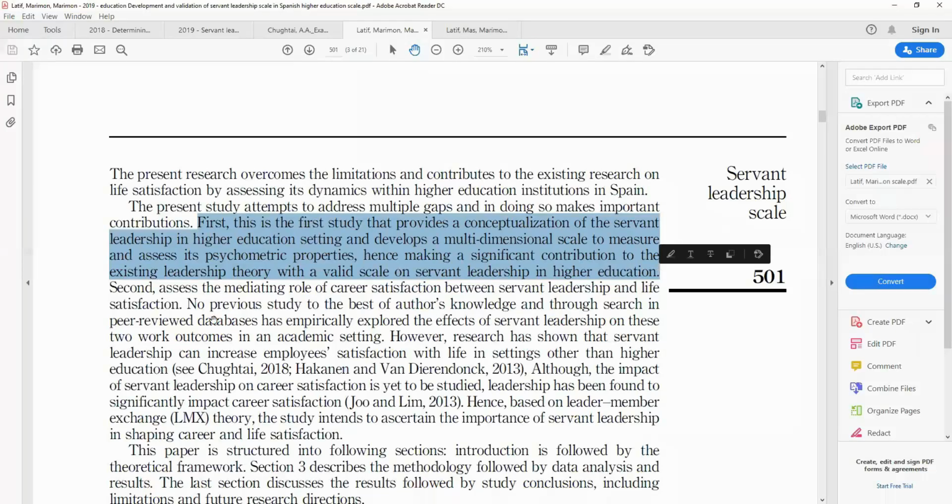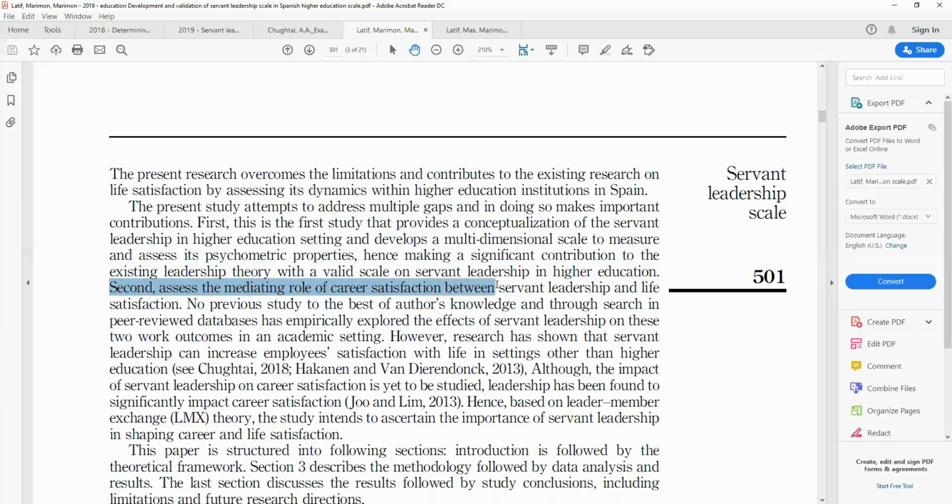The second contribution is assessment of mediating variables. Second, assess the mediating role of career satisfaction between servant leadership and life satisfaction. No previous study, to the best of the author's knowledge and through search in peer-reviewed databases, had empirically explored the effects of servant leadership on these two work outcomes in an academic setting. So there have been studies on servant leadership and life satisfaction, but not in higher education. And there is no study, to the best of the author's knowledge, on the impact of servant leadership on these two variables in academic settings. So this is a significant contribution.